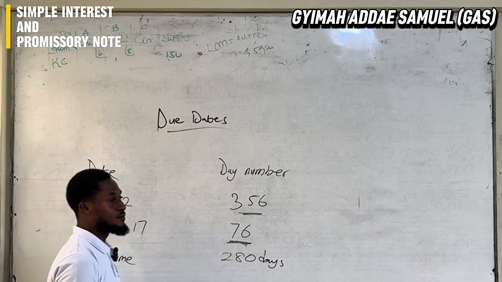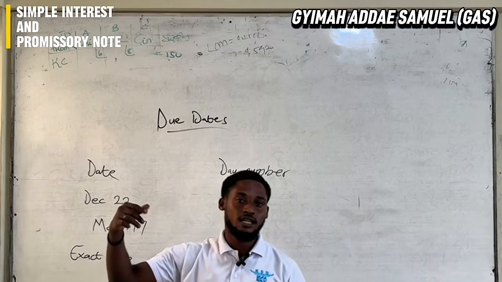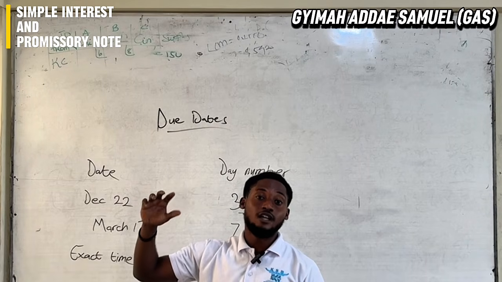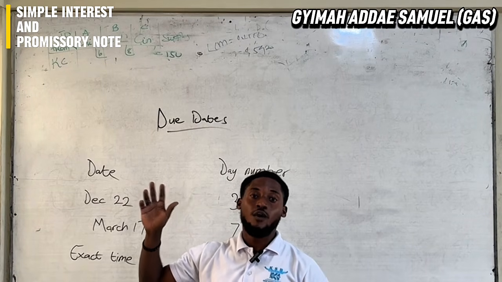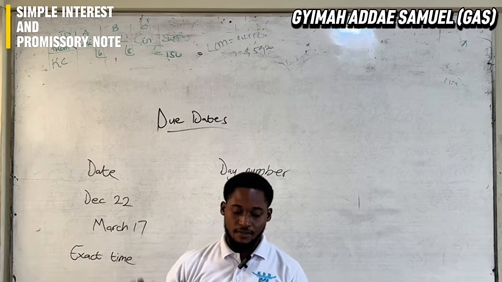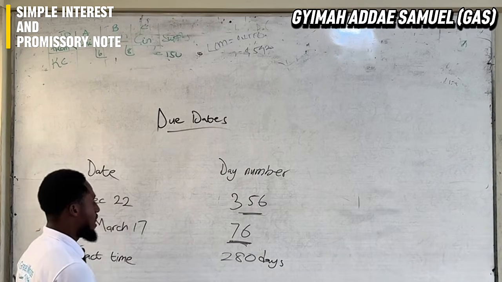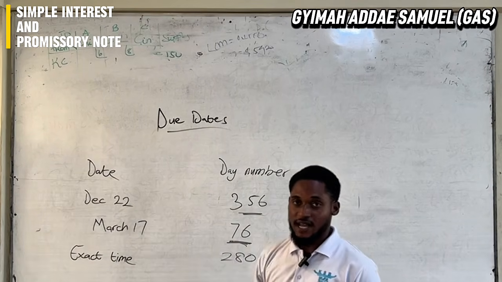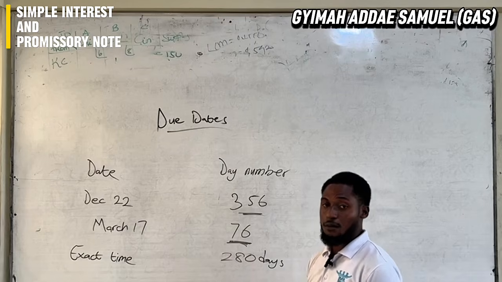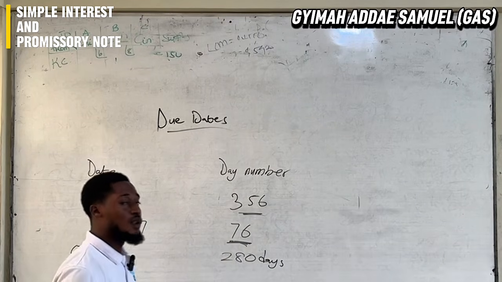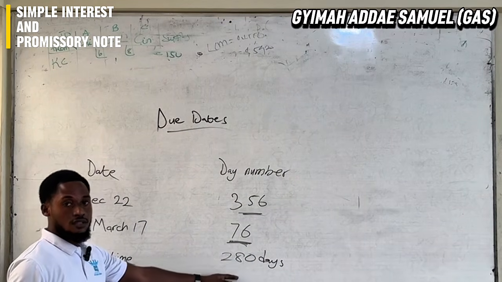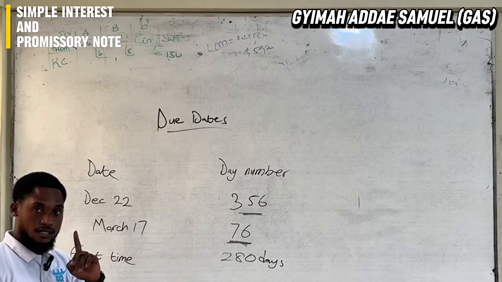You have to note this, because with the first examples we did, the days will be given to you, and you just go ahead to divide them. When using the exact, you divide it by 365, and when using the ordinary, you divide it by 360. But some questions will be given to you where you would have to find the days yourself, and this is how you go about it.